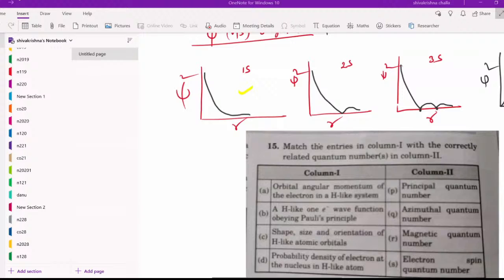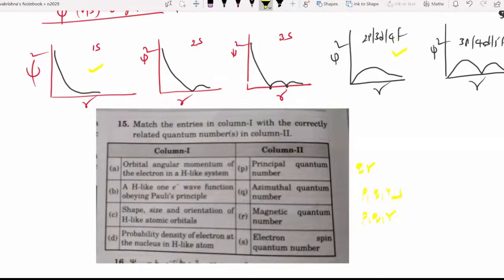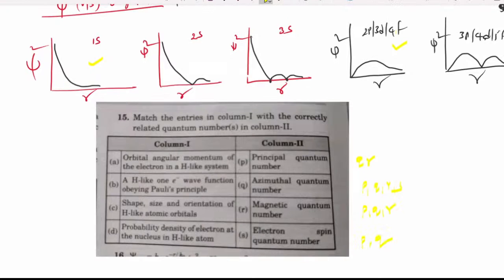For your convenience, I will write the answer. QR. PQRS. And next to PQR. And next to PQ. These are the answers. Check it once. Correct or not?